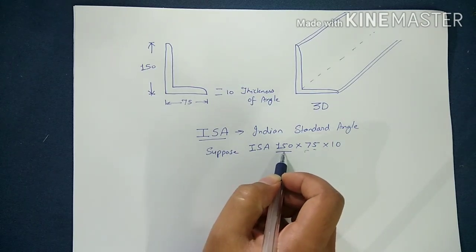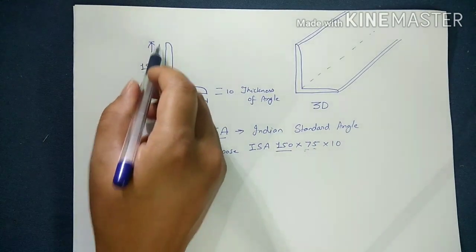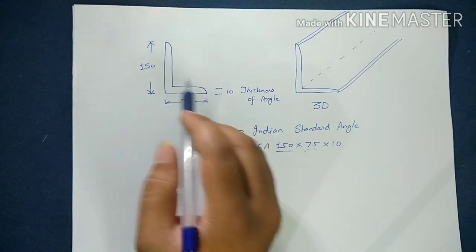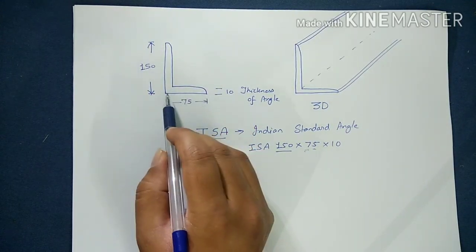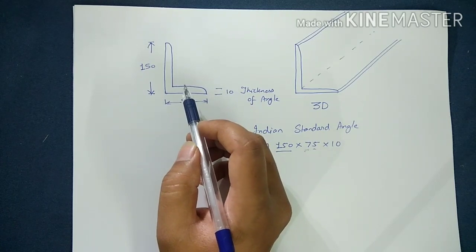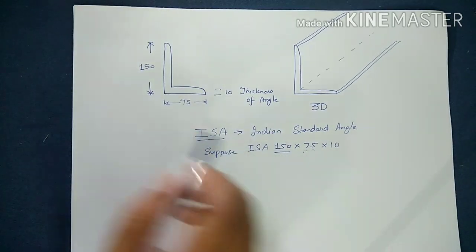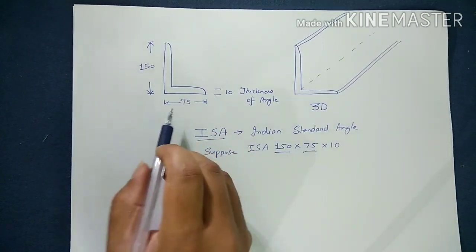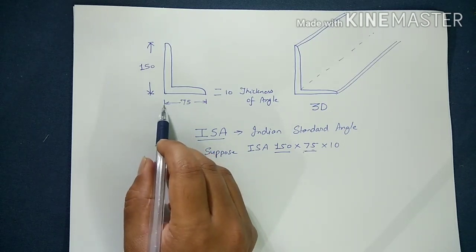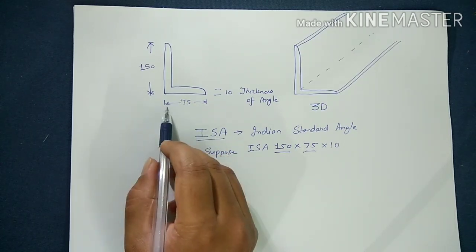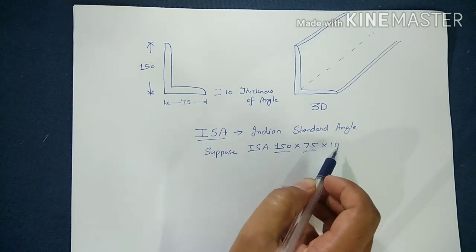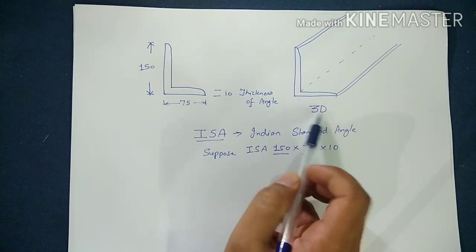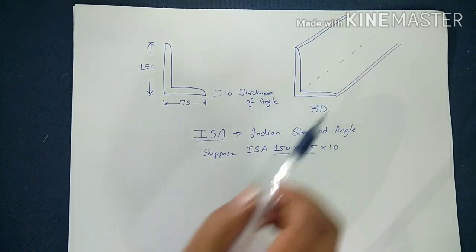Here 150 indicates the length of longer leg. You can see this diagram. This part seems longer than this part. So 150 indicates the length of longer leg. Similarly, 75 indicates the length of shorter leg, and 10 represents thickness of angle. You can see an angle in 3D mode also, how it looks.